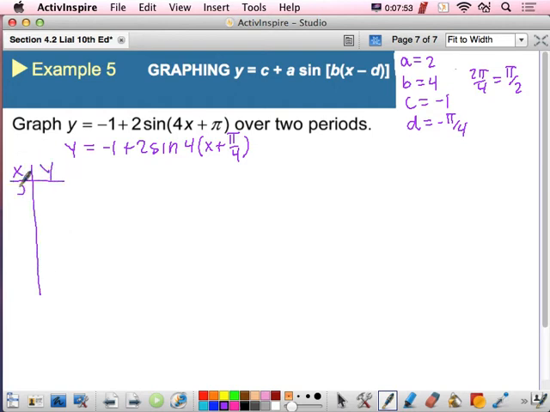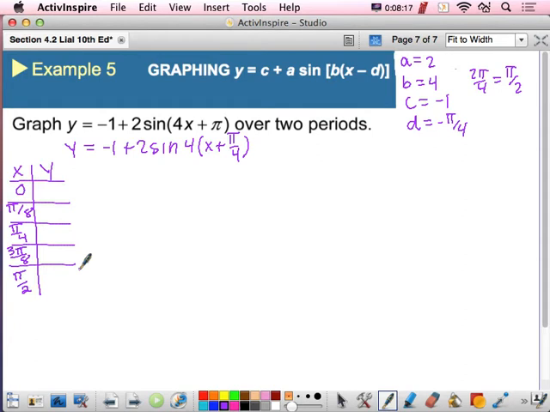Start at 0, skip 3 spaces, and we'll end at pi over 2. Halfway between is pi over 4. Halfway between is pi over 8. Oh, I don't like 8s. Yes. Pi over 8, so 1 pi over 8, 2 pi over 8, 3 pi over 8, 4 pi over 8 is pi over 2.